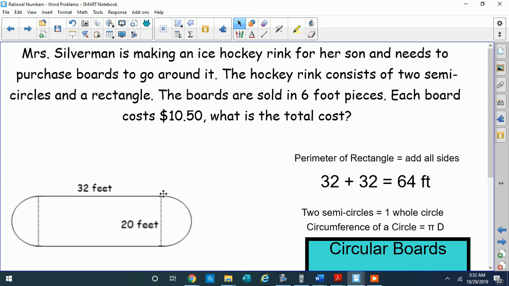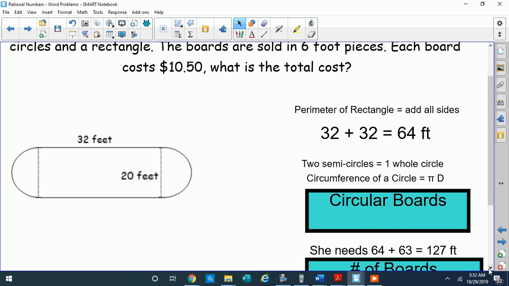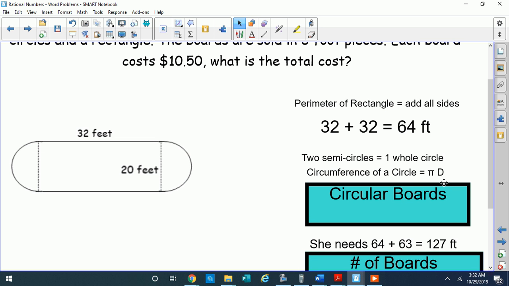But I also have to go around the semicircle over here as well as the other semicircle here. So I have two semicircles, and two half circles would give me one whole circle. So since I'm going around a whole circle, when we go around a circle, we don't call that perimeter, we call that circumference. So check out my video on circles so you can get a little bit more detail. So the circumference formula of a circle is pi times diameter, pi d.